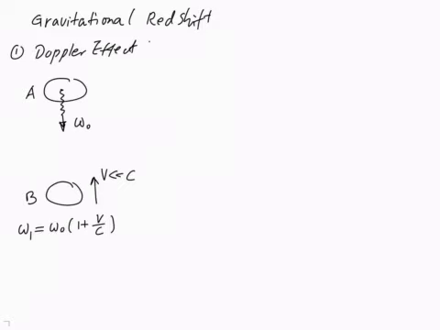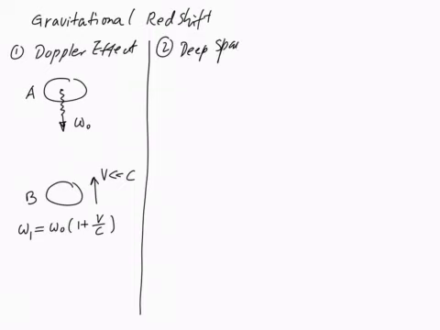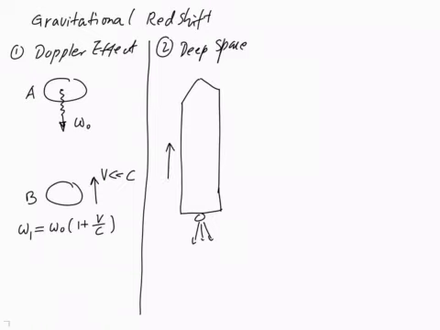Now, let's look at another case. Case 2, in deep space. Deep space means the space where we are so far away from anything that there's zero gravitational effect. So assume we have a rocket in deep space. The rocket is just flying, moving with acceleration. Let's say the acceleration magnitude is g.